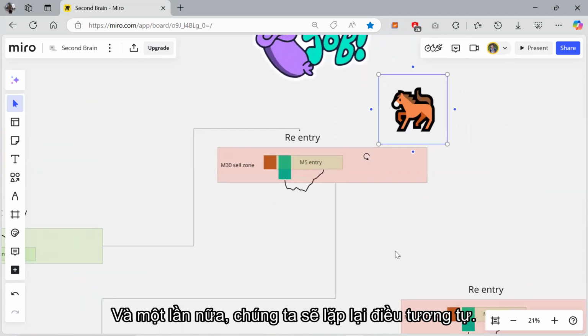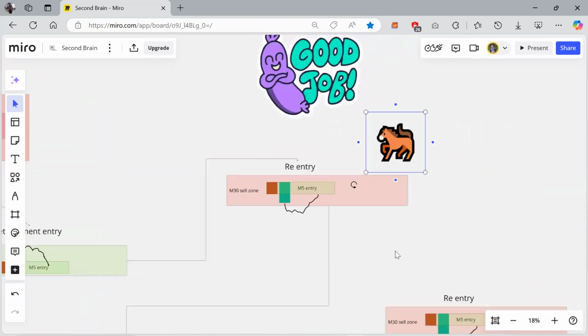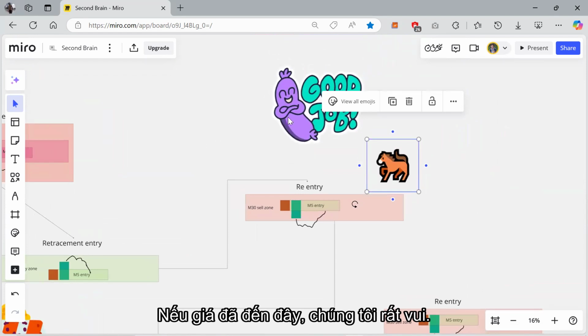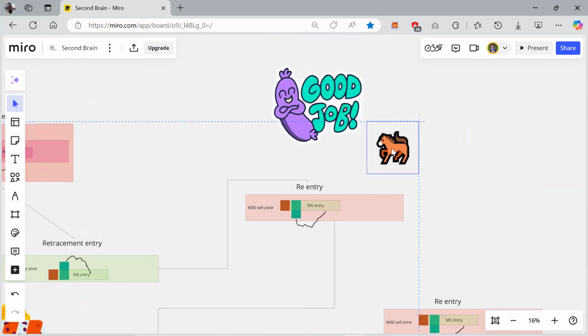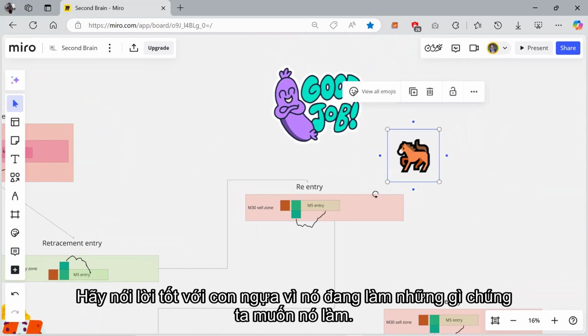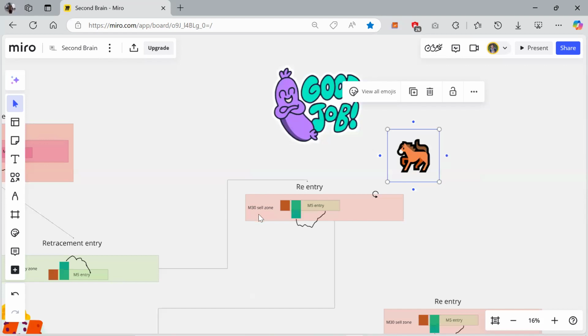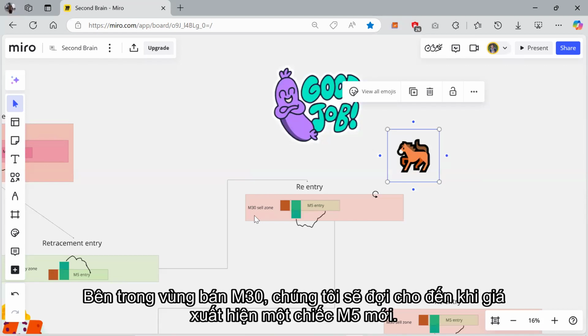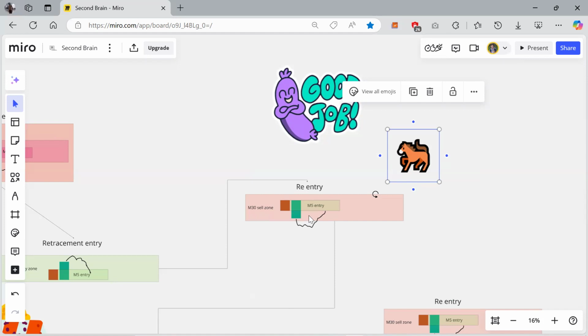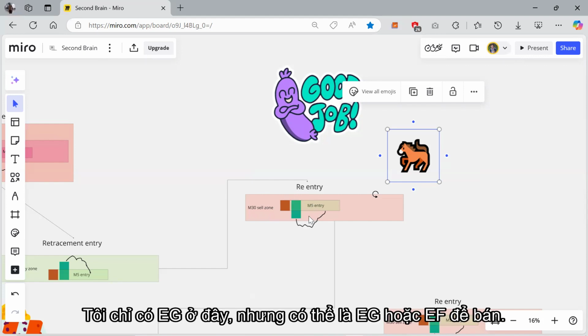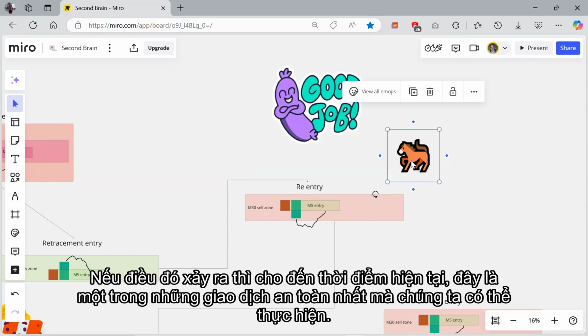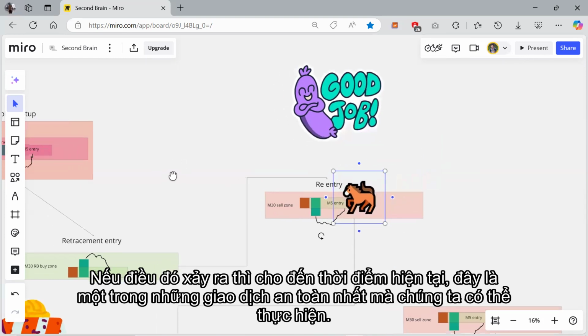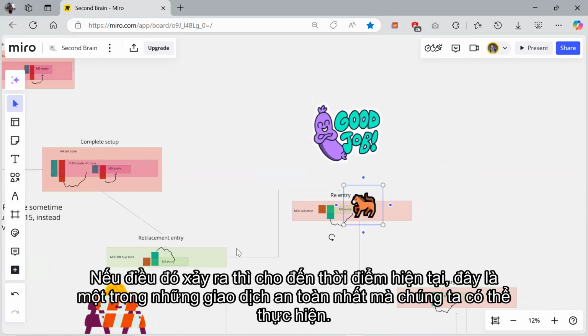And there again, we are going to repeat the same thing. If the price has come here, we are happy. Say good job to the horse, because he is doing what we want him to do. Inside the M30 sell zone, we are going to wait till the price prints a new M5 EG or an EF. I have only EG here, but it could be EG or EF for sell. If that happens, until now, this is one of the safest trades that we can take.